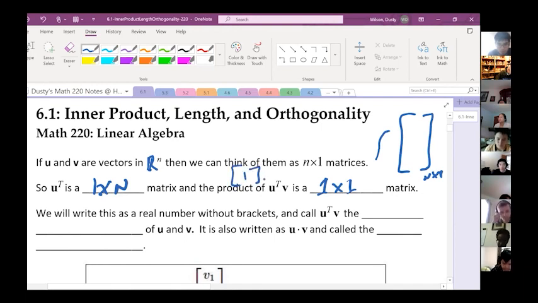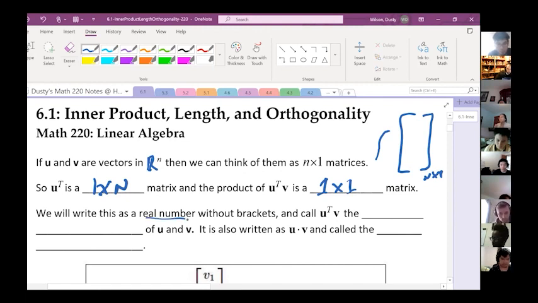Imagine you had like the number 1. It's a 1 by 1. It's a very boring matrix. And you're like, this is crazy. That's an awful lot of writing to just write the number 1. So we're just going to write the number 1, which is kind of nice. So it's a real number without brackets.